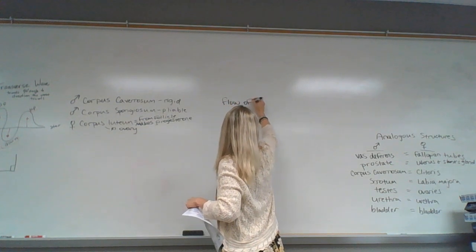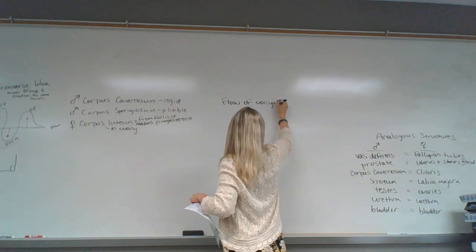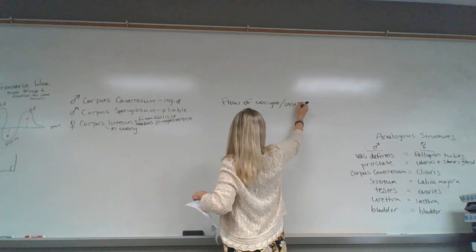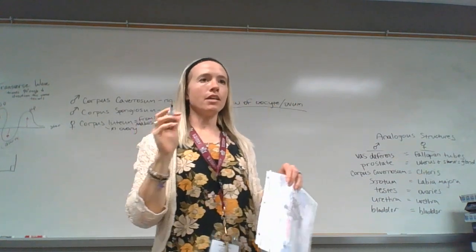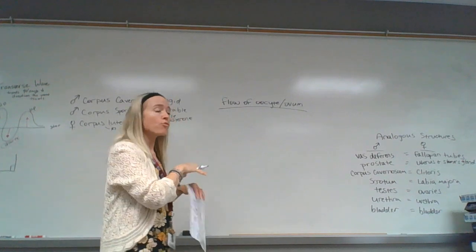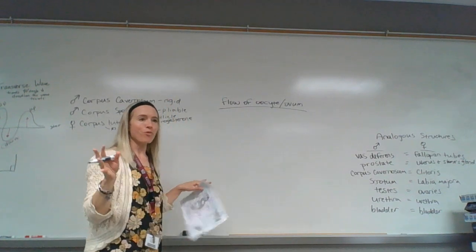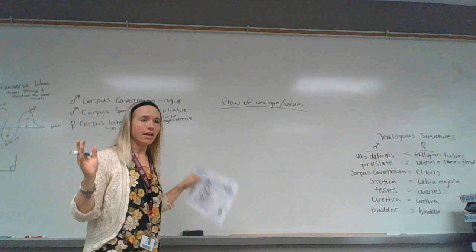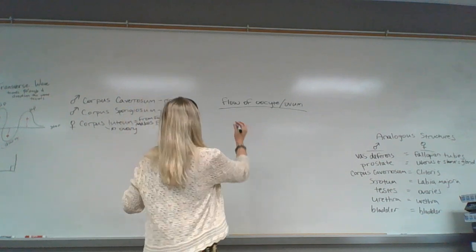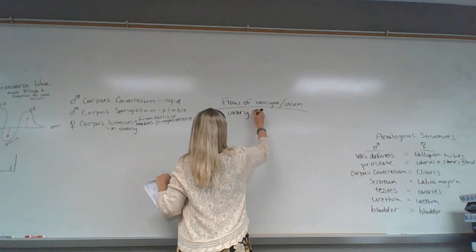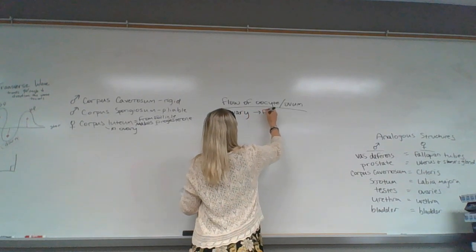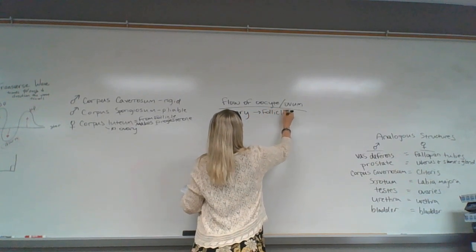Flow of an oocyte or ovum. All right, so it's going to start. It is produced before the female is even born. She is born with all the eggs that she will have, and they are produced and stored in the ovary. So the ovary is the female gonad, right?